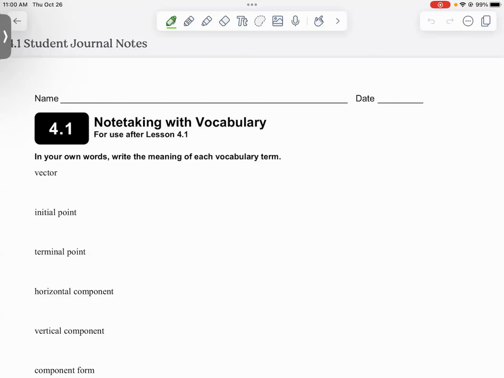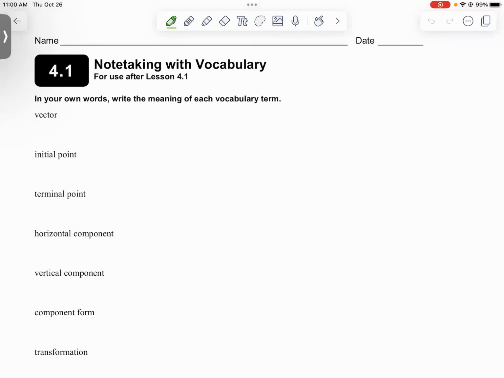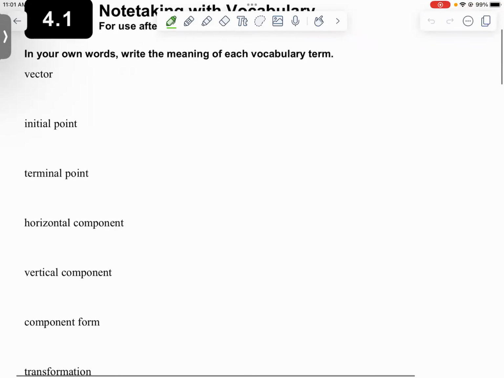So this should be a nice little change of pace, okay? We are, however, going to be doing a lot of graphing of coordinates. Okay. All right. So a vector.